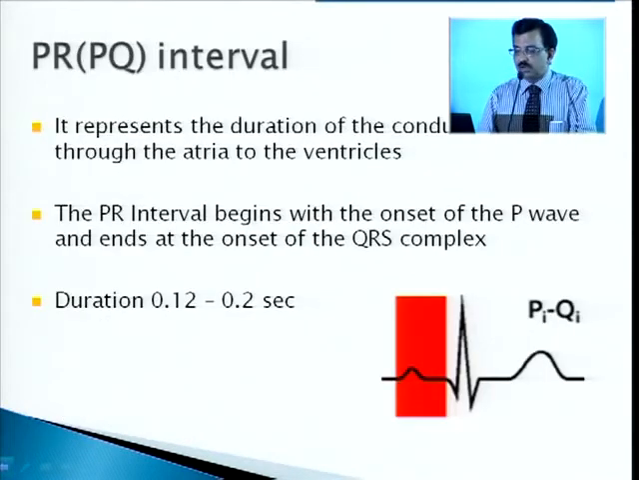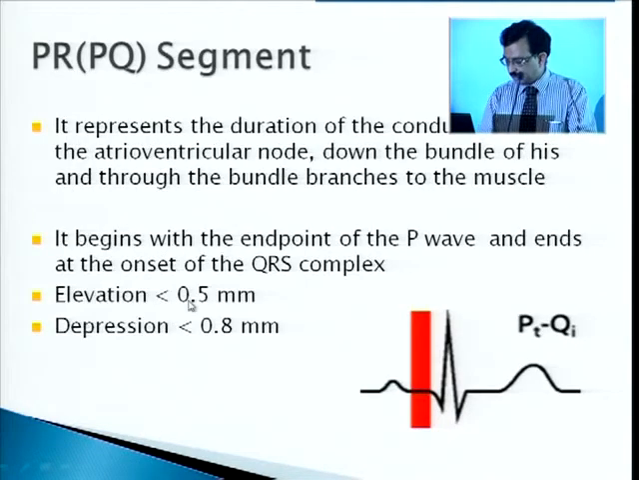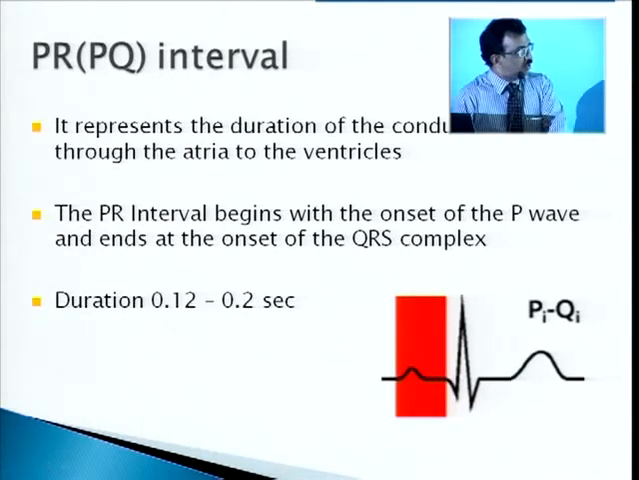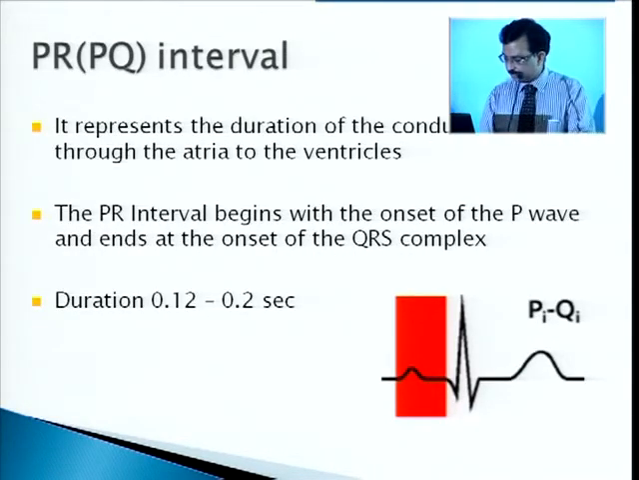which represents the left atrium as well as the right atrium simultaneously. Now coming to the PR interval, a very important interval. When we read an ECG, we try to find the PR interval, because it represents the duration of conduction through the atria to the ventricles. So always we look for PR interval prolongation or short PR interval, which are pathological. I am only dealing with the physiological aspects. The PR interval begins at the onset of the P wave and ends at the onset of the QRS complex, as depicted here. The duration is normally 0.12 to 0.2 seconds.